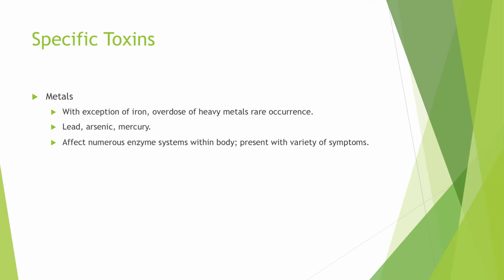Some metals we might come in contact with: lead, arsenic, and mercury. They affect all kinds of enzymatic systems within our body. If we don't have enzymes doing everything in our body, we're in big trouble, because that's what makes everything happen in our bodies, enzymatic changes.